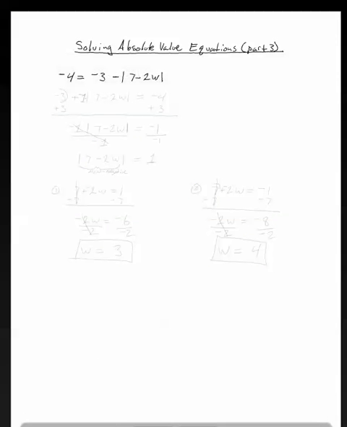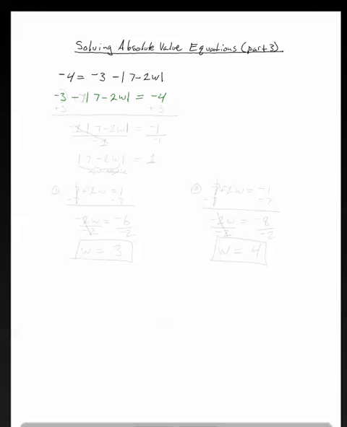So this is solving absolute value equations, part 3. Here we have the equation -4 equals -3 minus the absolute value of 7 minus 2w. So I would like the absolute value on the left-hand side. So what I'm going to do is switch sides of the equation. That's going to give me -3 minus the absolute value of 7 minus 2w equals -4.